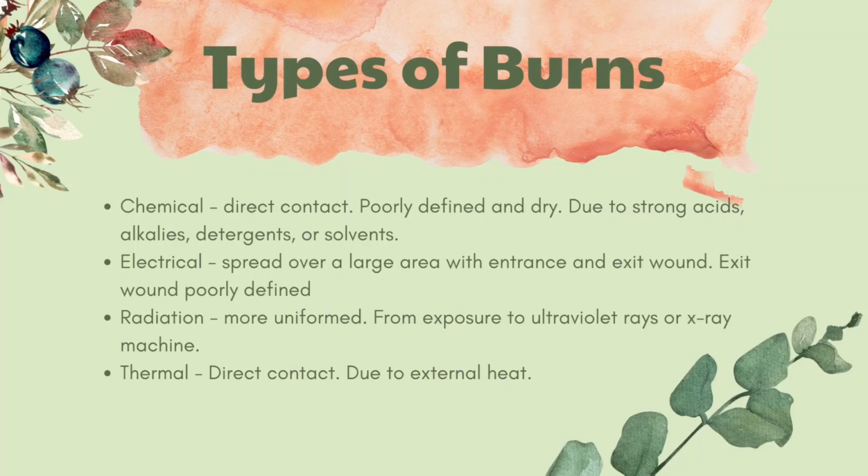Next, we will be addressing different types of burns. Chemical burns are due to direct contact with various types of strong chemicals. The burns are poorly defined and dry. Electric burns have an entrance and exit wound, with the exit wound being poorly defined. Radiation burns are more uniformed. Thermal burns come from direct contact with external heat.